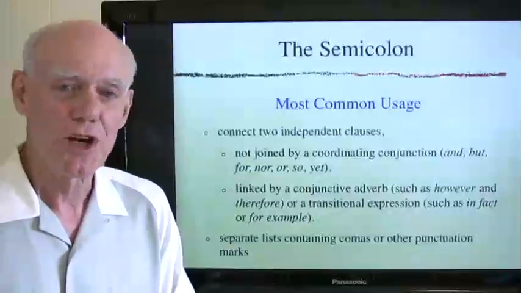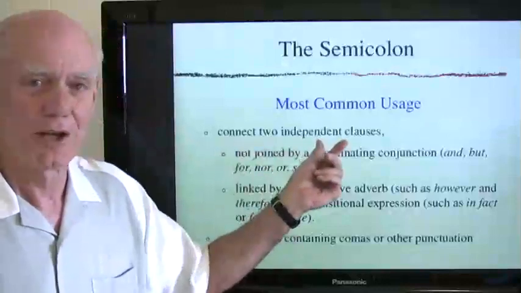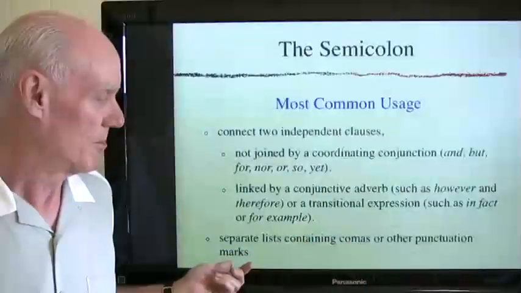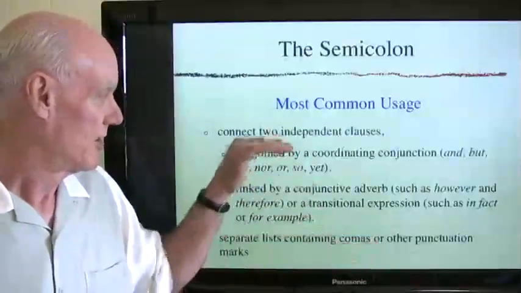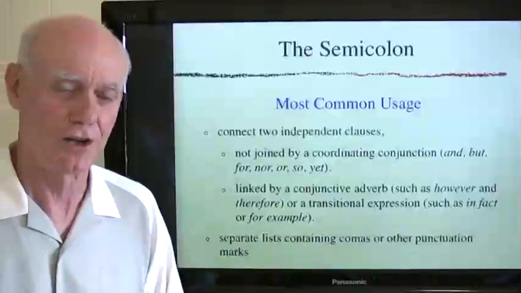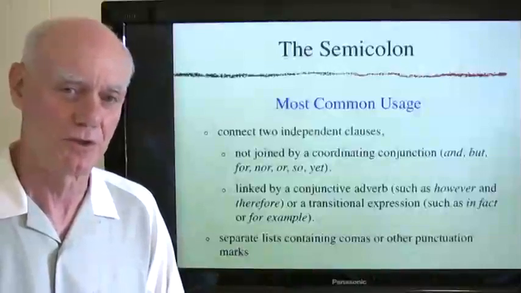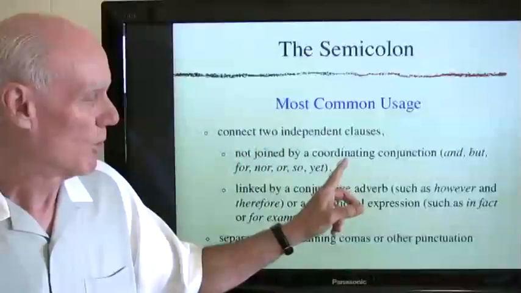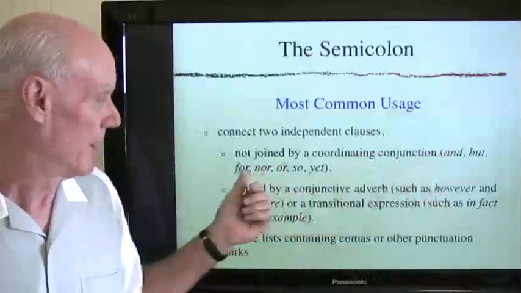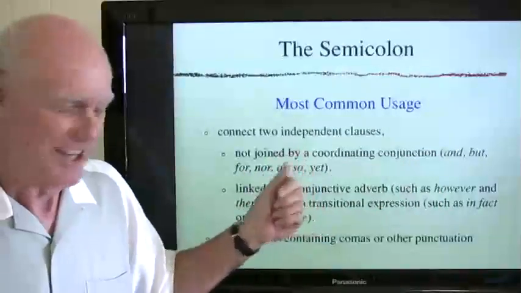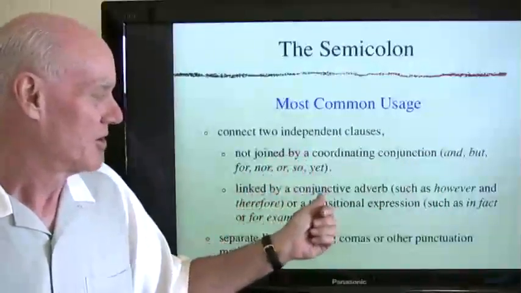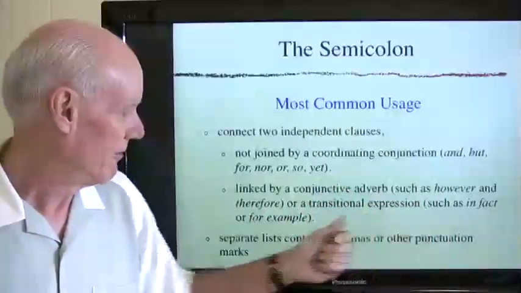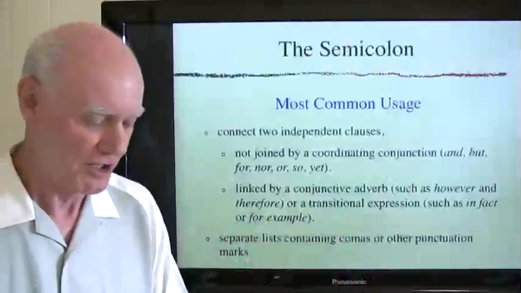Okay, semicolon, most common usages. First, connect two independent clauses. Second, separate lists containing commas or other punctuation marks. This is kind of for clarification. The first is to connect two independent clauses that are a little more closely related than they would be if you used a period. Now within this, you have to make sure they're not joined by coordinating conjunctions like and, but, for, nor, or, yet. But they can be linked by a conjunctive adverb such as however, therefore, or in fact, for example.